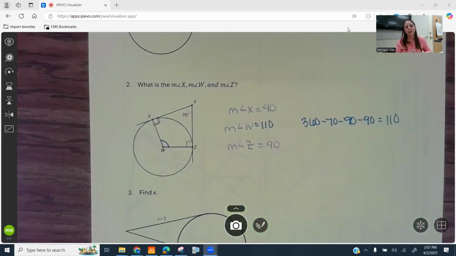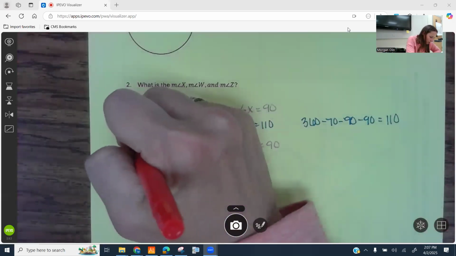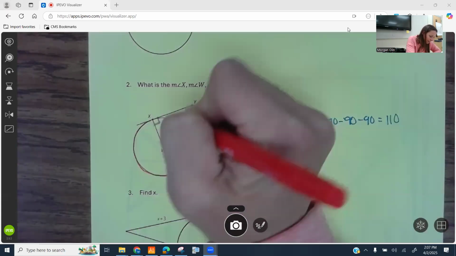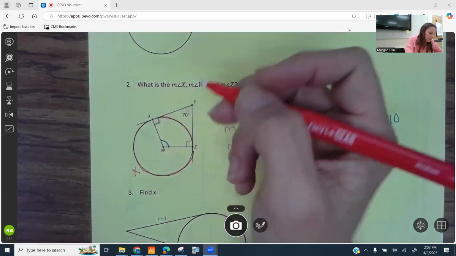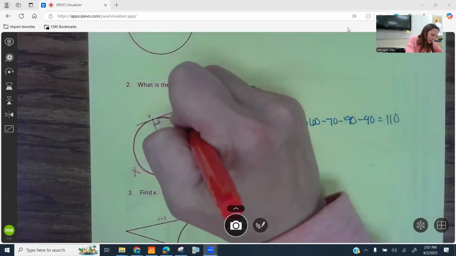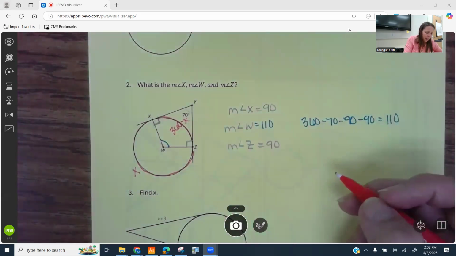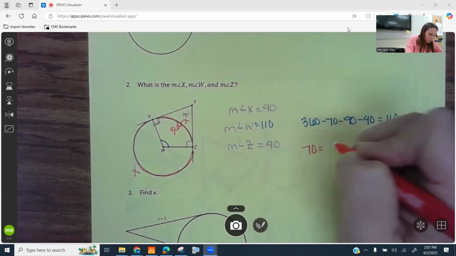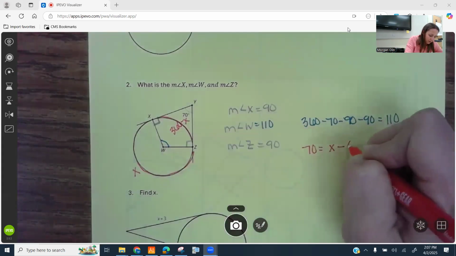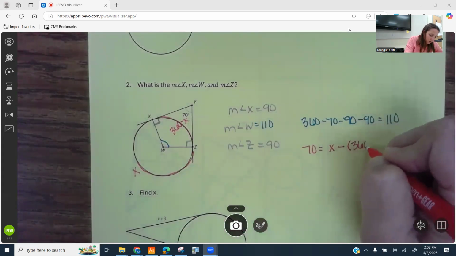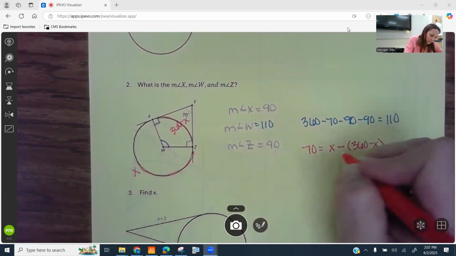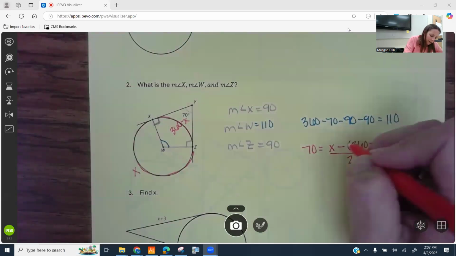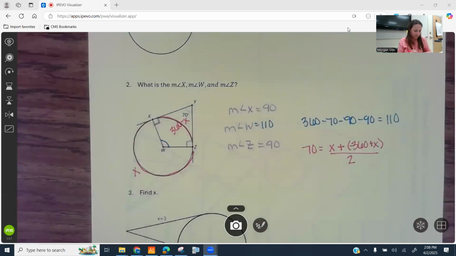But there is another way that we could figure this out. Do you remember the other day when we did the far arc minus the close arc, which is right here? So if I call this X, then this one's going to be 360 minus X. And it equals the angle. So the angle, which is 70, equals the far arc, which is X, minus, now I'm going to need parentheses, the close arc, divided by 2. Now I got to distribute this minus sign like that.